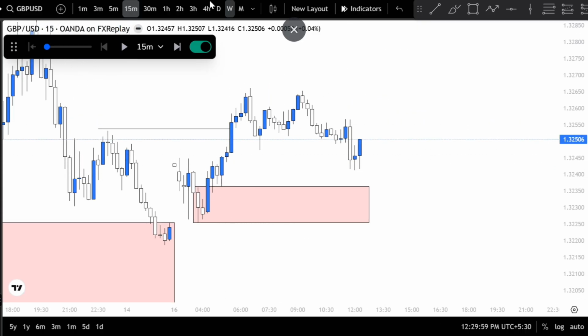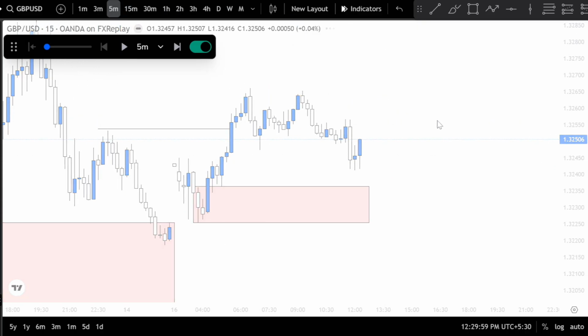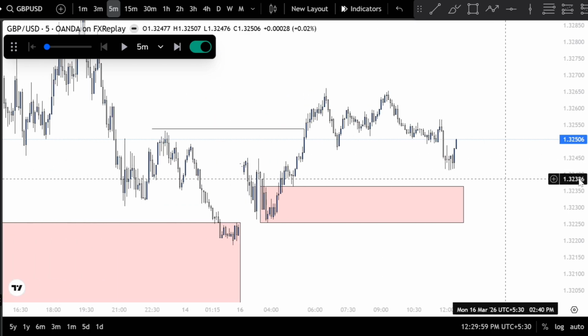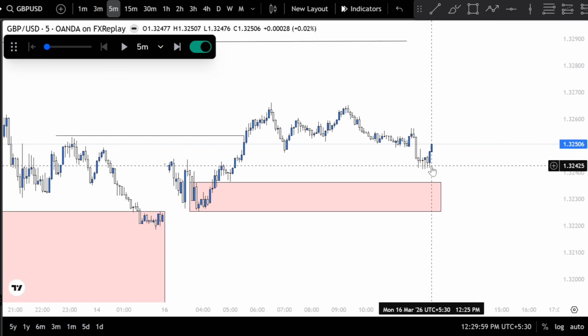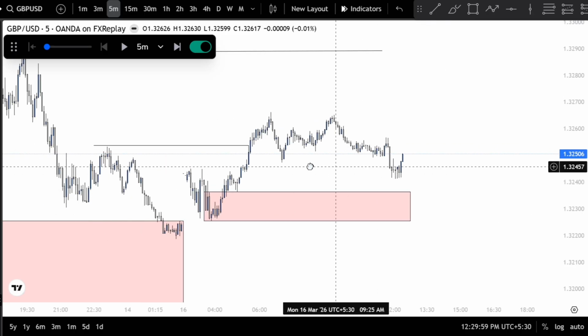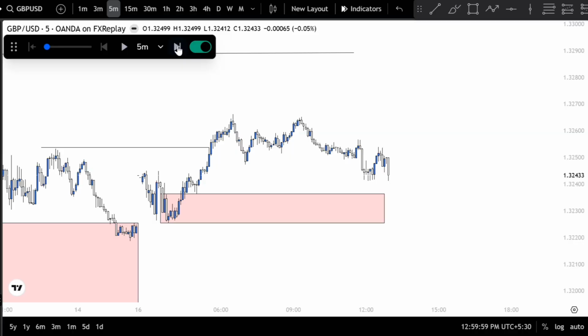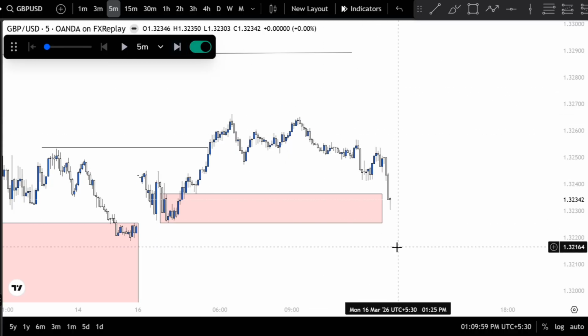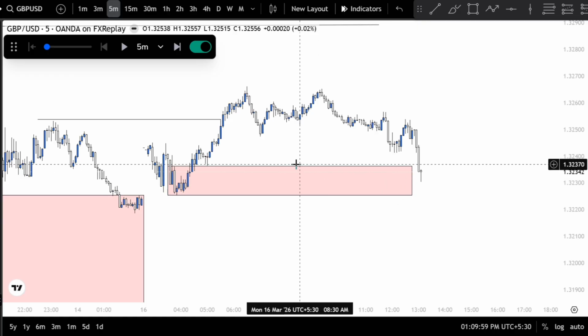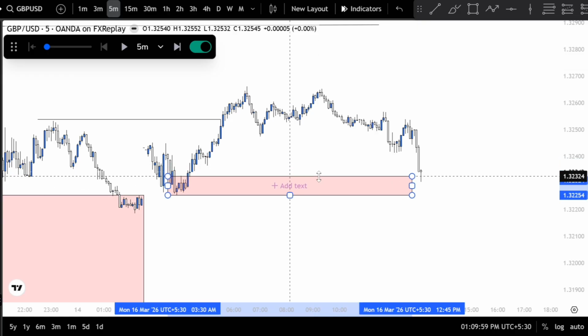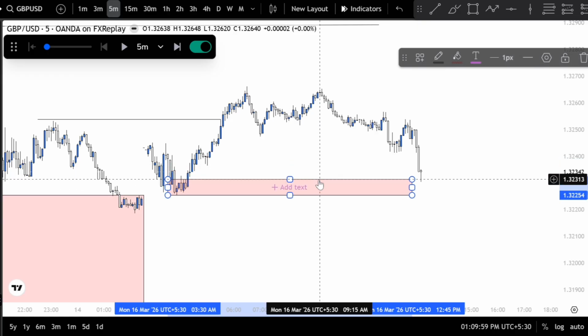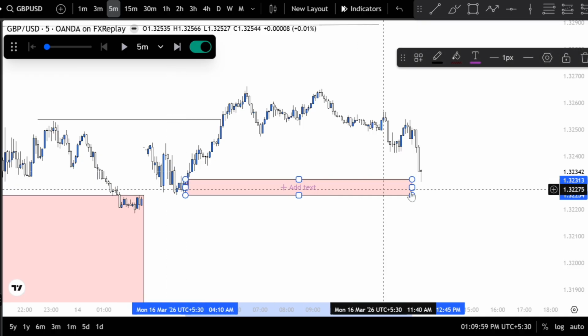So price tapped into the 1 hour order block. We'll go to the 5-minute time frame and we will wait for market structure shift. And let's also see the timing. This is around 12 p.m., so that's our trading zone. We will wait to see if price wants to close above this high, which it is not, by the way. Okay, so price is approaching this low and we can see some great POI here.